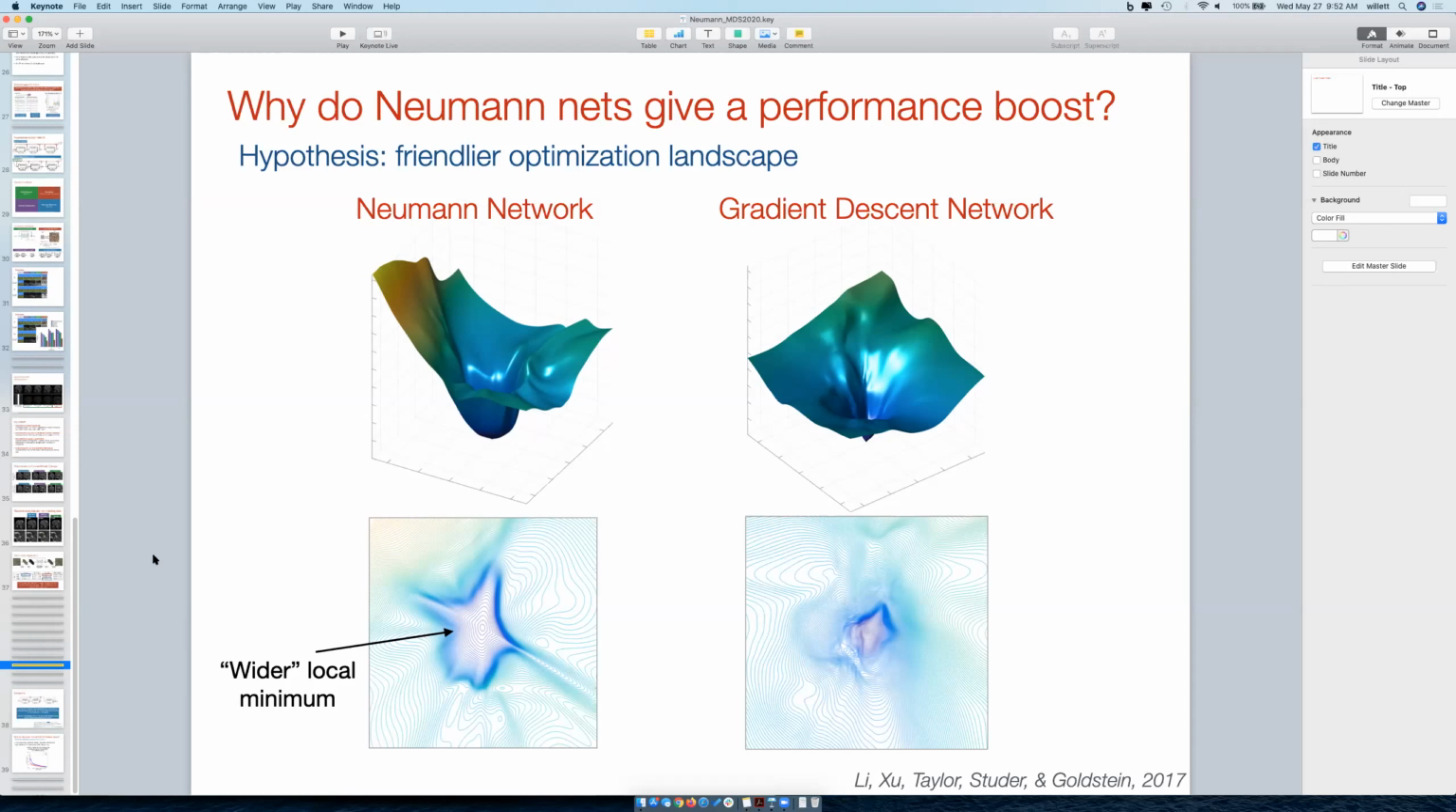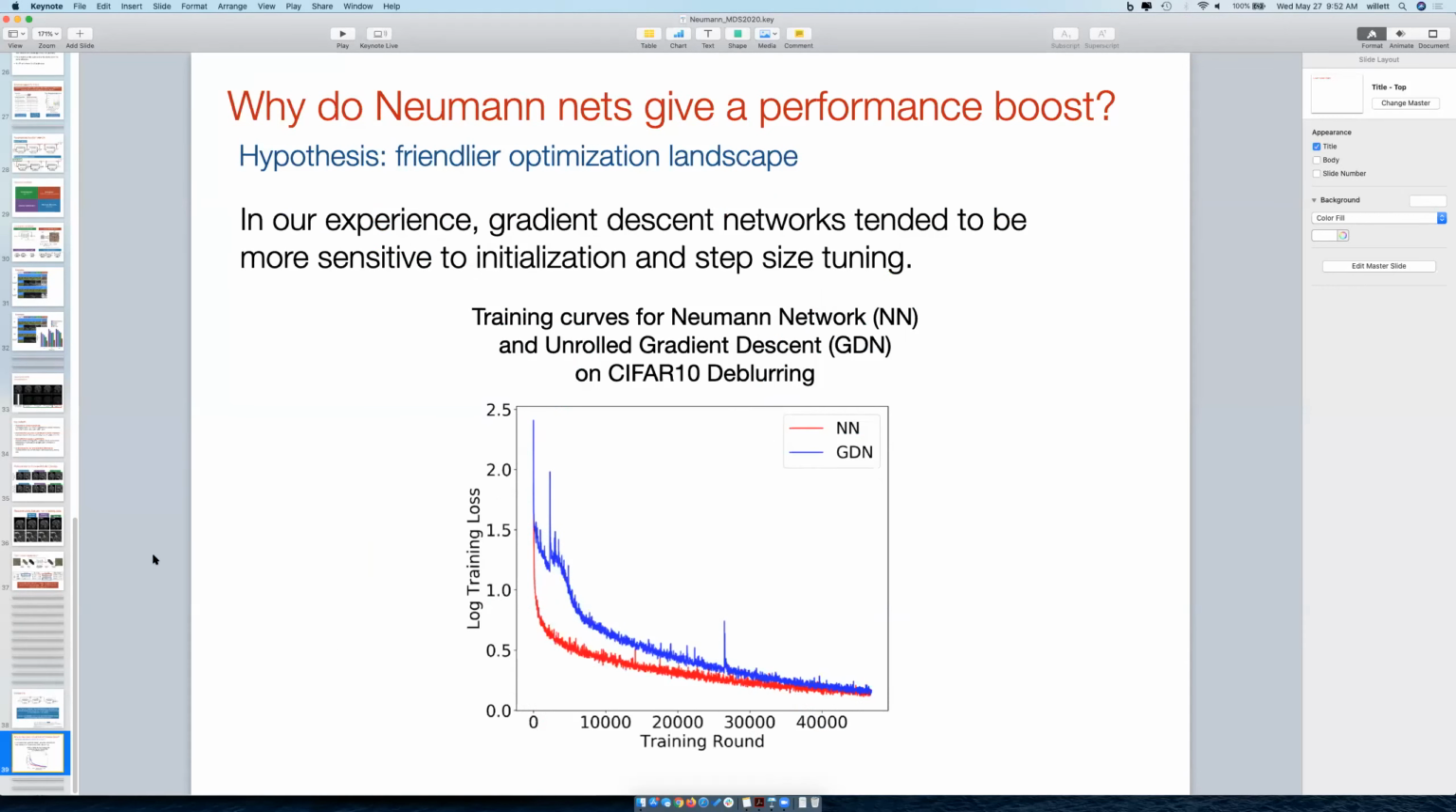We also looked at training curves. So we looked at how the log training loss behaved as a function of the training round. And we saw that the Neumann networks were able to find good local minimizers in a smaller number of epochs. And the way that we're doing the training and the gradient descent is the same for the two different networks, for the Neumann network and the gradient descent network. And so this is really a reflection of the differences of the optimization landscapes as opposed to the optimization methodology that we're using. So I do think that that is sort of a key element of this.